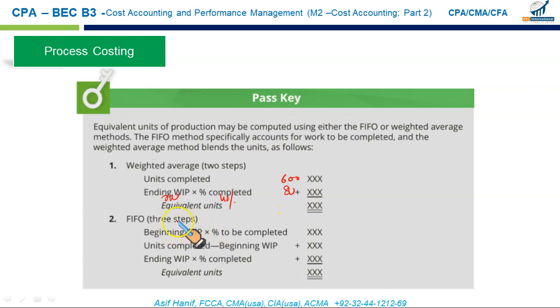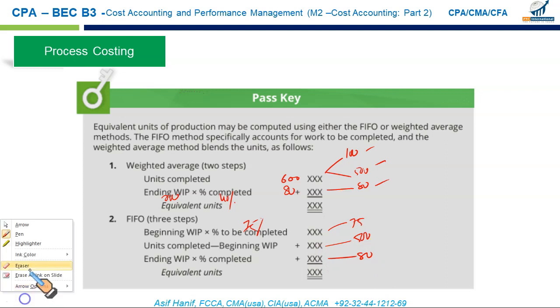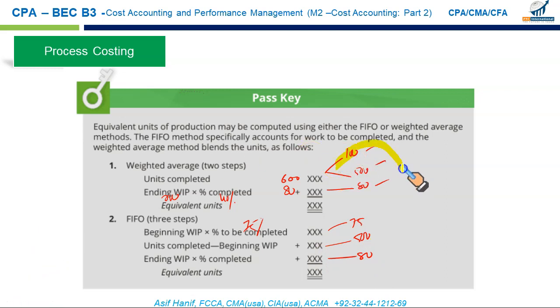But under the FIFO method, it's a 3-step process. I recommend that you split these into 3 as well. You should write 100 here, 500 here, and 80 here, so that will make things much easier. And in this situation, when you have the FIFO method, you will take 100 times the level of completion, 25%. Previously, 75% was work done this period, so it's going to be 75, 580. So that's the point of difference between these two methods. They will differ with regard to the computation of the opening work in process.